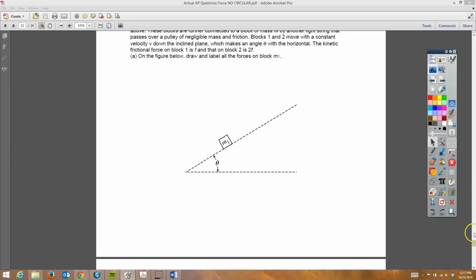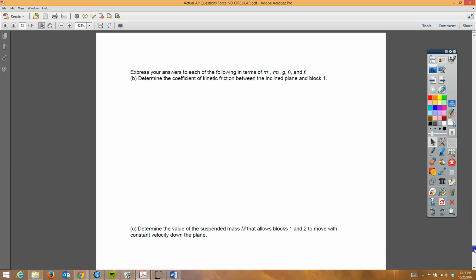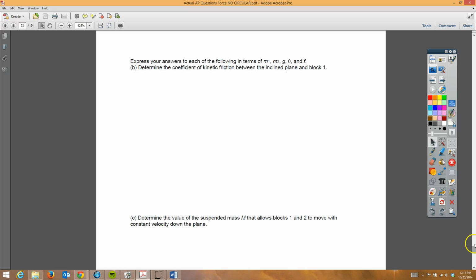For part B, they want us to determine the coefficient of friction between the inclined plane and block number 1. So to do that, we've got to kind of look at all the blocks. We're going to put all the blocks in a row. So left to right, here's all of our blocks. And we've got block M1, so this one's going to be M1. We've got block M2, and finally we have block big M.